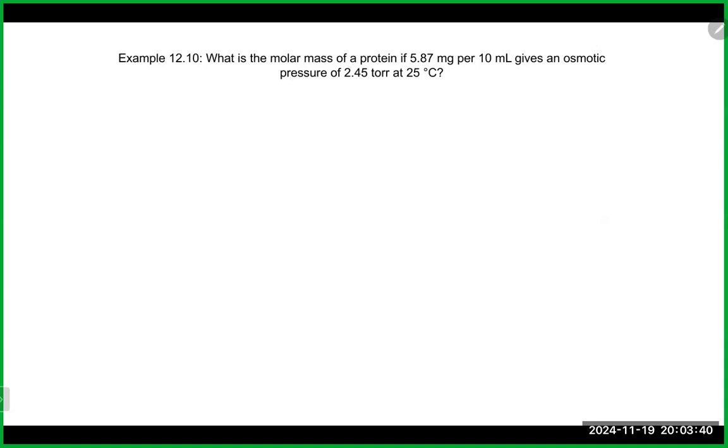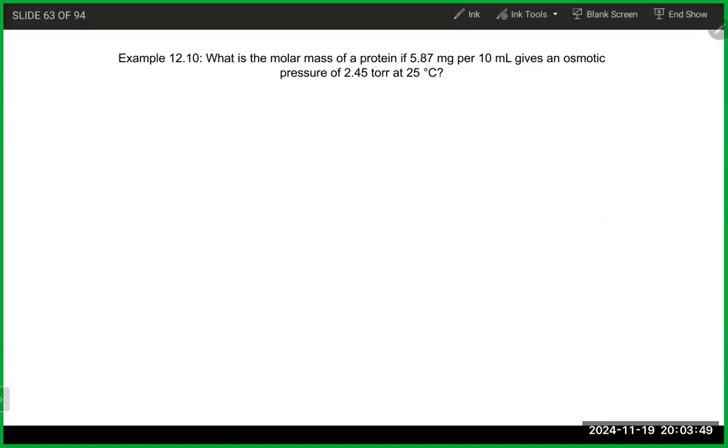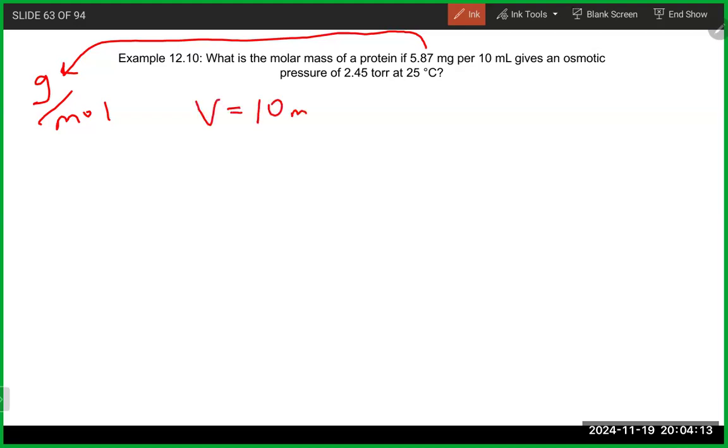If 5.87 milligrams per 10 milliliters gives an osmotic pressure of 2.45 torr at 25 degrees Celsius. First off, we're looking for our grams per mole here. We have our grams. We just need to convert our milligrams into grams. Everything that's left over is a volume of 10 milliliters, a pressure of 2.45 torr, and a temperature of 25 degrees Celsius.